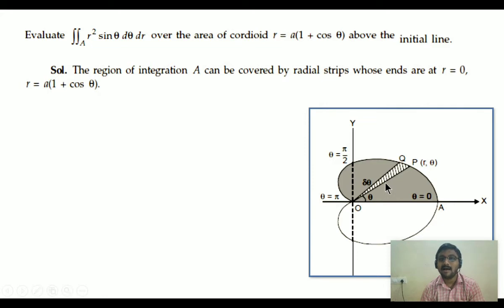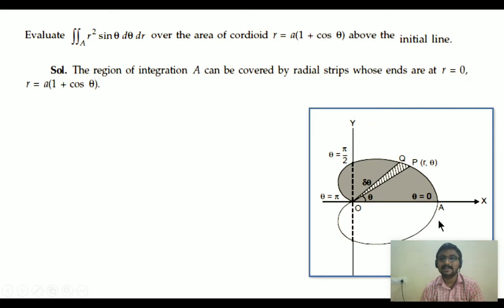For this, we need r and theta limits. To get these limits, we have to take a point P of r comma theta on the curve. So it is the polar point, that is P of r comma theta. Here r limits can be taken as r equal to 0, that is the radial strip whose end is at r equal to 0, and r equal to a into 1 plus cos theta, that is on the curve. So r moves from 0 to a into 1 plus cos theta. And in this closed region, that is the shaded region, the radius vector moves from theta equal to 0 to theta equal to pi. So the limits of theta are obtained.